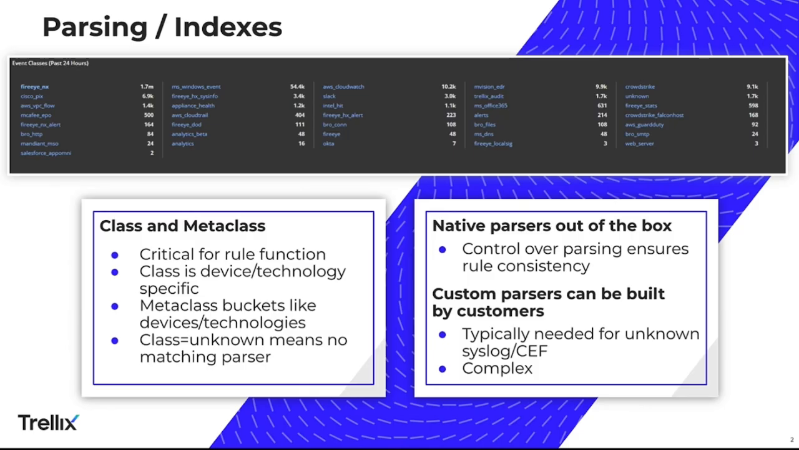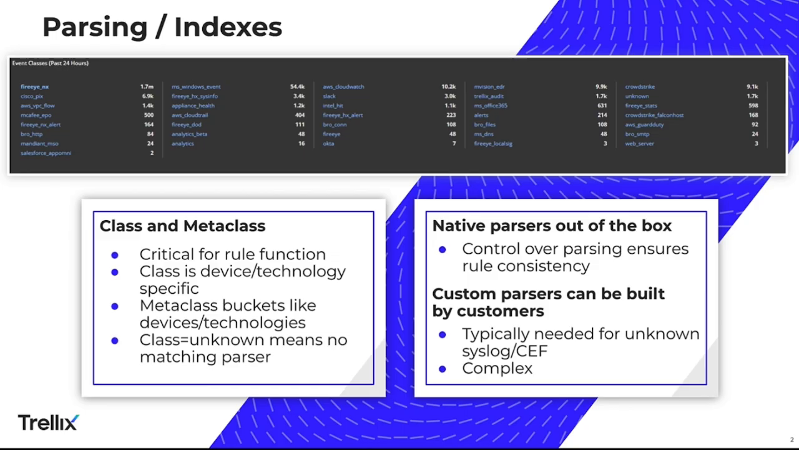We touched on event structure earlier. Now let's take a deeper look at this topic. Every piece of data that flows into the Helix Connect console gets parsed and indexed. All of that data is divided by class and metaclass, which is critical for things like rule function and our detection engines. Class and metaclass is device and technology specific.